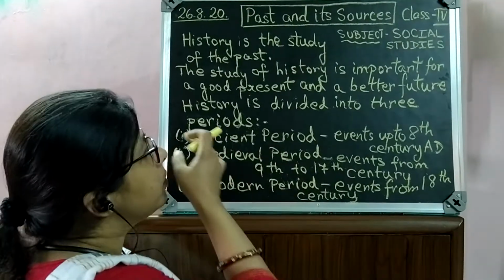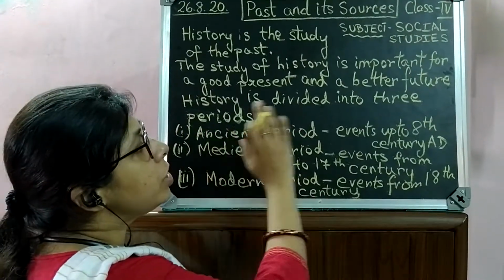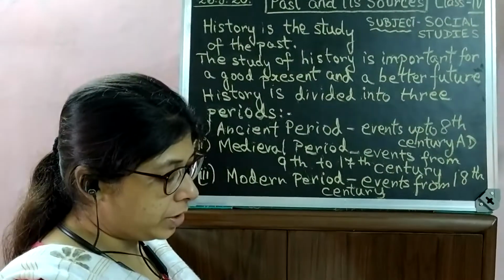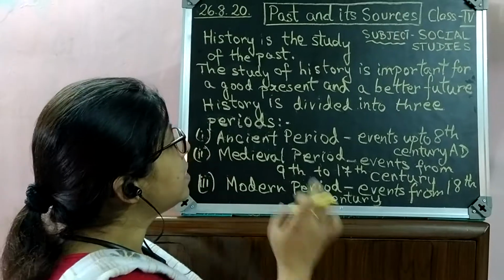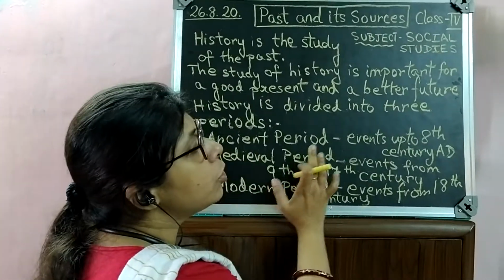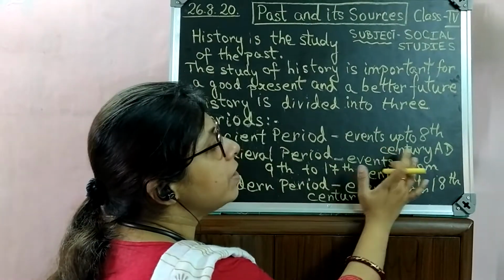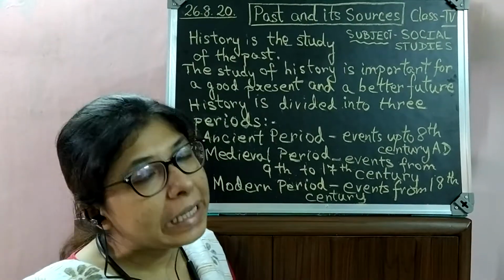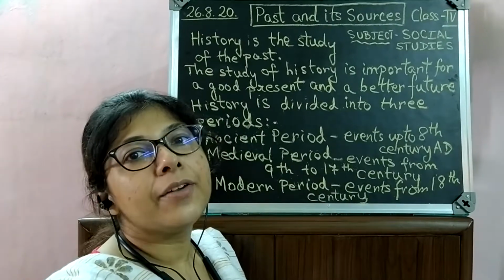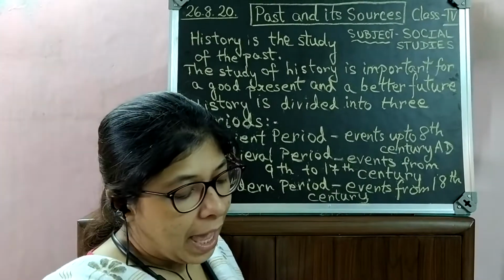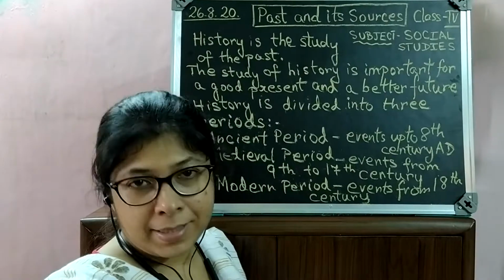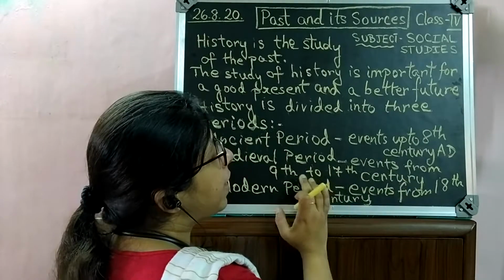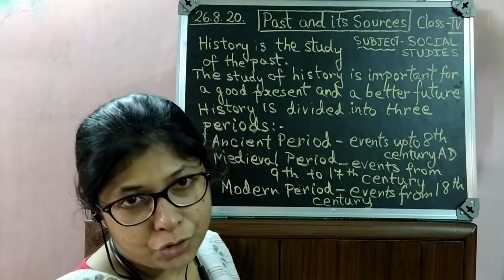Now, we will divide history into 3 different periods. The past history is divided into 3 different periods. First is the ancient period. The ancient period talks about the incidents or events up to the 8th century AD. It shows us the rise of the Indus Valley civilization, then the rise of Jainism and Buddhism, and also the Mauryan dynasty. Next we come to the medieval period, events from the 9th century to the 17th century.